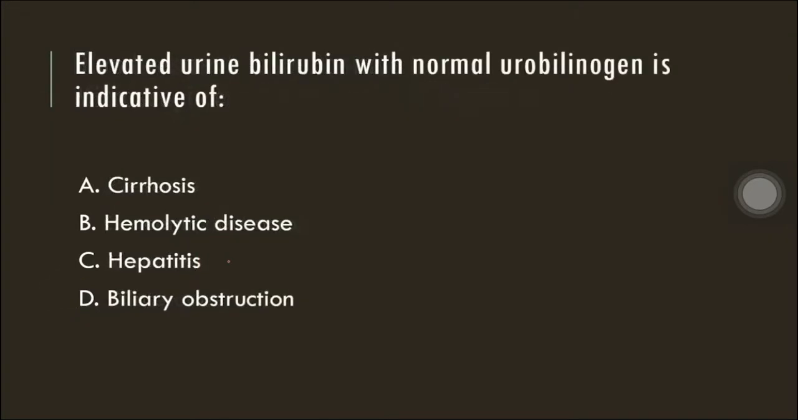Okay, next. Elevated urine bilirubin with normal urobilinogen is indicative of. So again, urine bilirubin in conjunction with normal urobilinogen. Increased bilirubin is most useful for the presumptive diagnosis of biliary duct obstruction. Ito naman si hemolytic disease, positive naman si urobilinogen, negative naman sa bilirubin. Ito positive sa bilirubin, negative si urobilinogen or normal. For hepatitis and cirrhosis, positive si urobilinogen, bilirubin may or may not be positive.